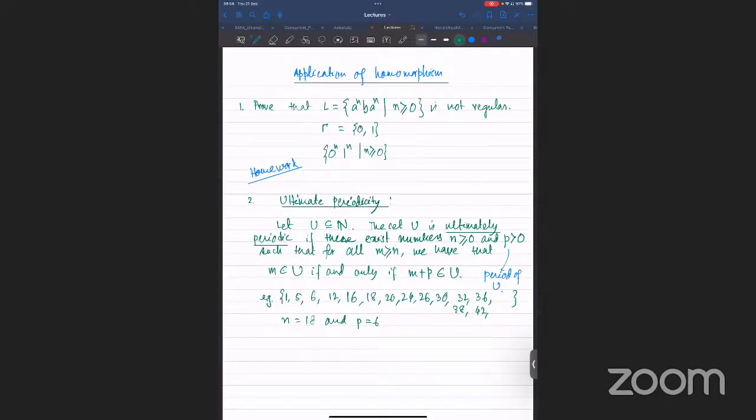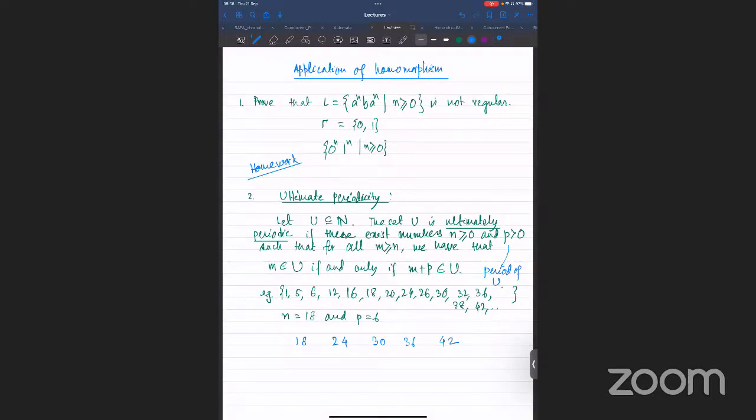So the idea is the following. For all m greater than or equal to n, we are saying that m belongs to U if and only if m plus p belongs to it. So the p is this, okay? You consider this starting from 18. If 18 is there, then 24 also has to be there, correct? The period is 6, so 30 also has to be there, 36 also, 42 also, and so on. And this n and p are not necessarily unique.